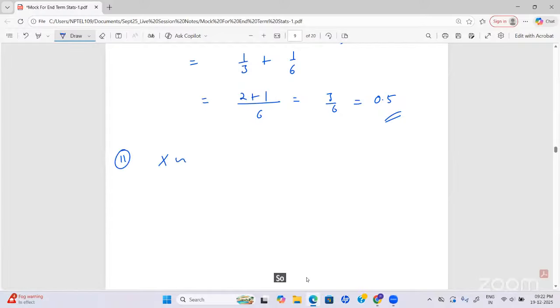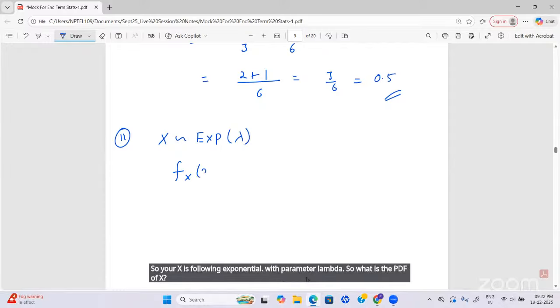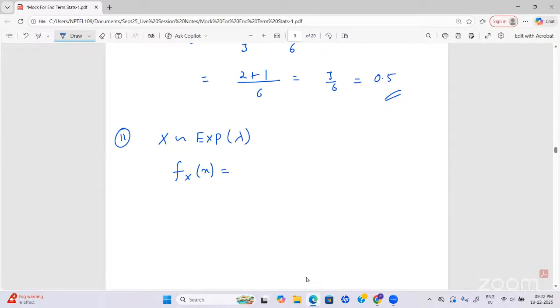So here x is following exponential with parameter lambda. So what is the PDF of x here? What will be that? Lambda into e raised to power minus lambda x. Okay, this is the PDF of exponential distribution.